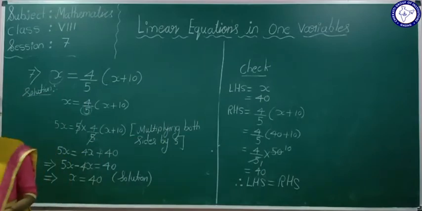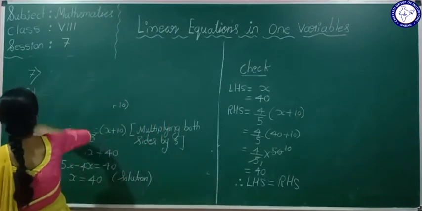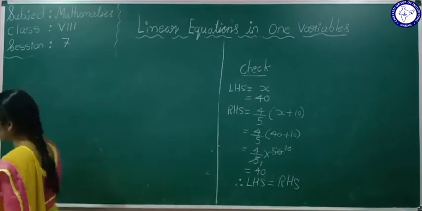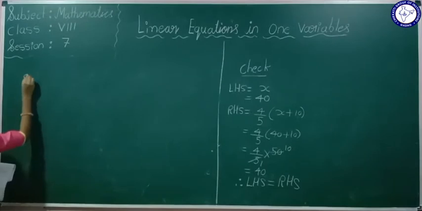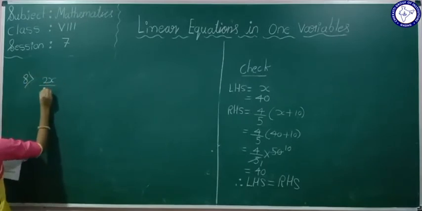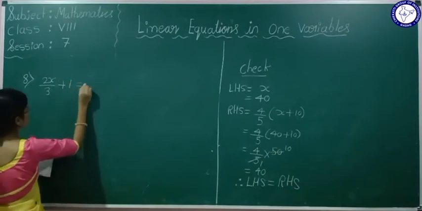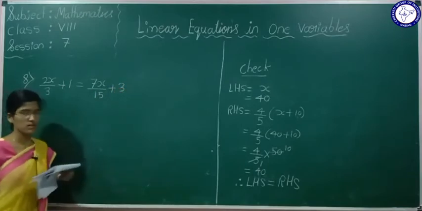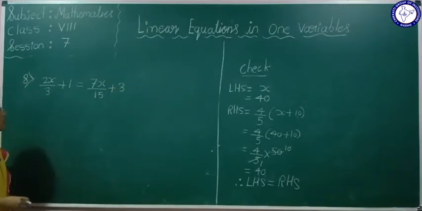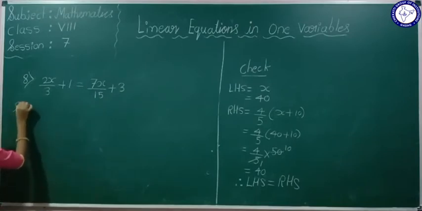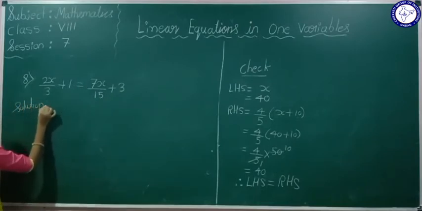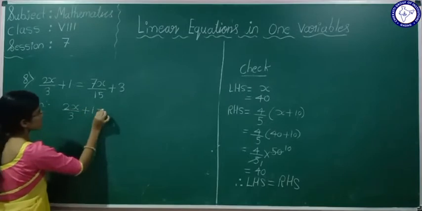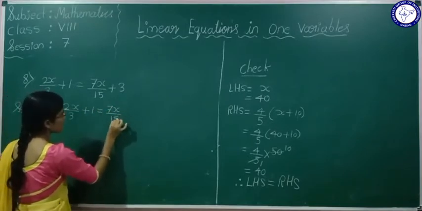Now you see the 8th problem. 2x divided by 3 plus 1 is equal to 7x by 15 plus 3. Okay. Now see here, solution. Write down the given thing, that is 2x by 3 plus 1 is equal to 7x by 15 plus 3.